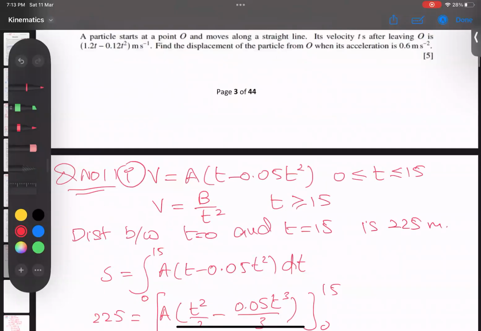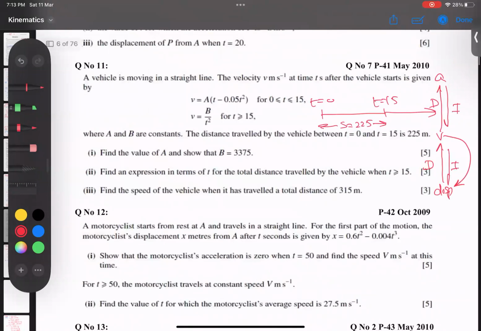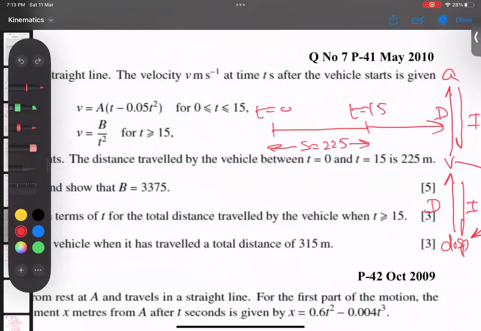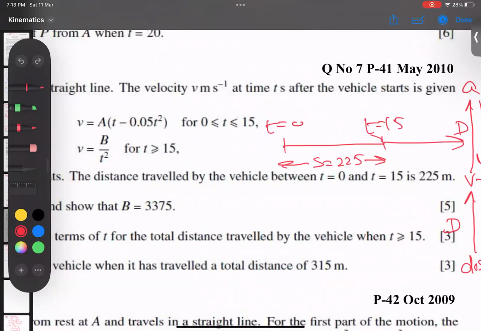Yes, part number 2 I'm going to do now, students. First of all, he's asking for an expression for time t for total distance when time is bigger than 15. Here, there are very important things I want to discuss. We are looking for an expression for time for total distance, and total distance means that t is bigger than 15. Total distance means we have to include the first 15 plus the part after 15.